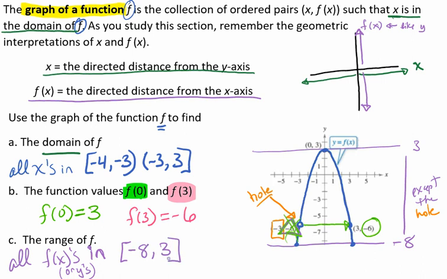So the range is anything inside of that closed interval. And again, we know that it's closed because if we look down here at our endpoints, we didn't have open holes there. And up here at our maximum, there wasn't an open hole there either.